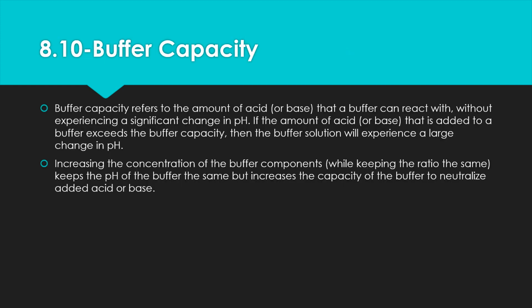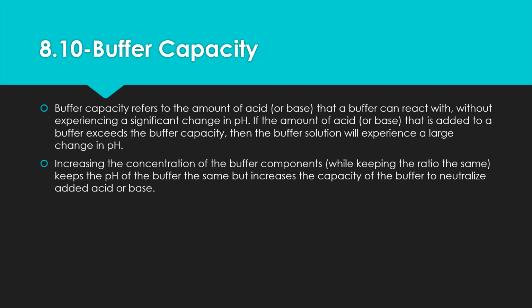Now we're going to take a look at topic 8.10, which is called buffer capacity. It refers to the amount of acid or base that a buffer can react with without experiencing a significant change in pH. If the amount of acid or base that is added to a buffer exceeds the buffer capacity, then the buffer solution will experience a large change in pH. So there's like a range, right? We can add some acid and some strong base to our buffer solutions without changing their pH drastically, but there is a limit.